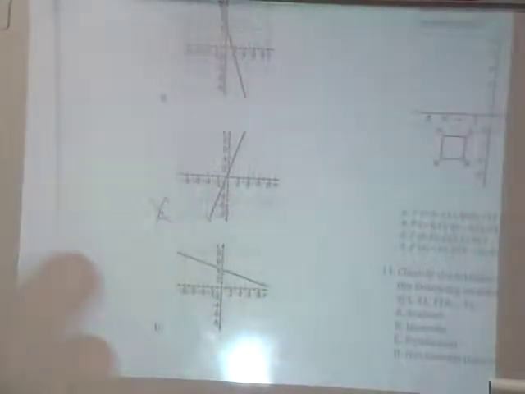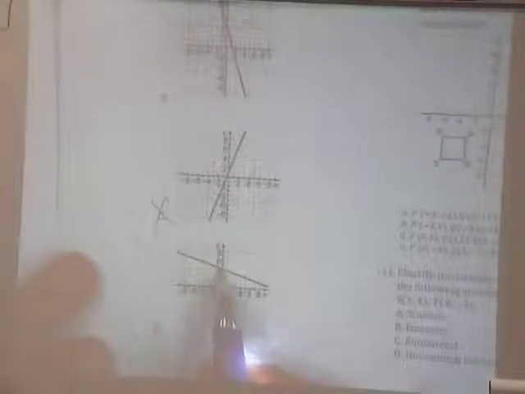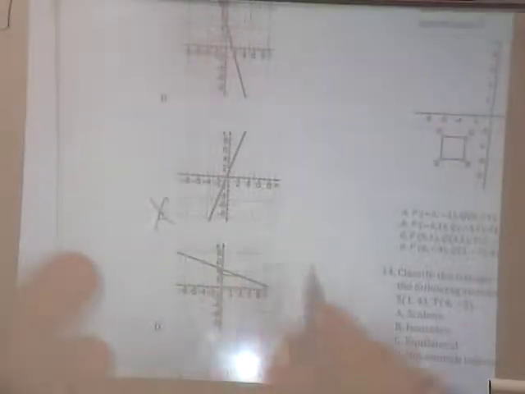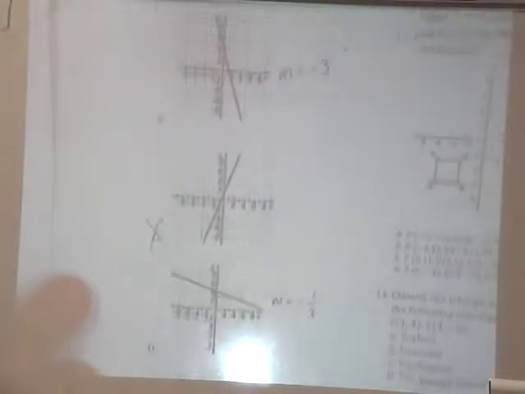Looks like D is rising 3 and running 1. So 3 over 1 is the negative 3. This one, I think it's 1/3, rising 1 and running 3. So this end would be negative 1/3. And this slope would be negative 3. So we want them to have the same slope. So it's got to be B.